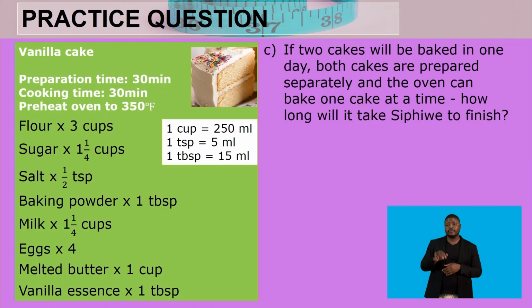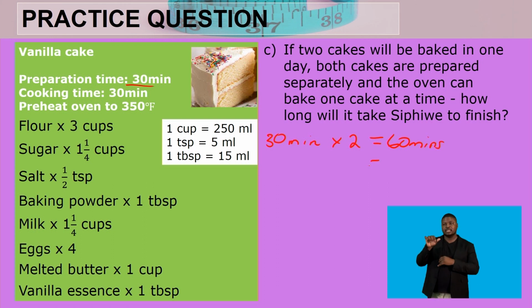If 2 cakes will be baked in 1 day, and both cakes are prepared separately, what is the preparation time for 1 cake? It's 30 minutes. So this is 30 minutes for 1 cake. If it's 2, what do we do? We multiply the 30 by 2. Then we get 60 minutes, which is 1 hour.